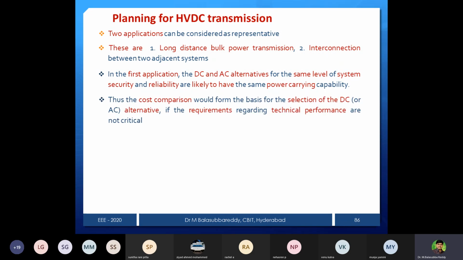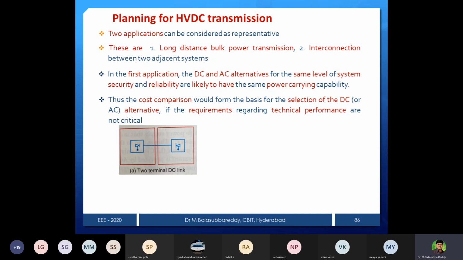And the cost comparison would be the basis of the selection of DC or AC. That is, if the requirements regarding technical performance are not critical, then in that case we can look at only the cost aspect.